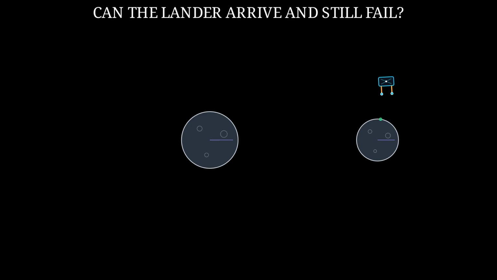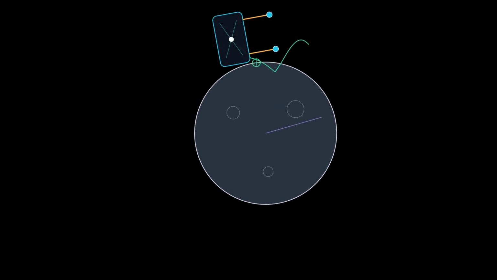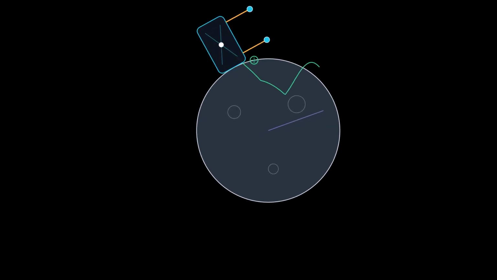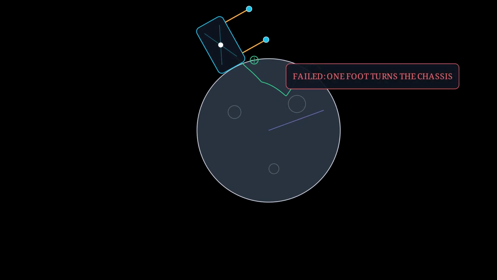A successful landing means that both feet touch, the body remains upright, and the lander stops moving relative to the surface. Our plan sends the center path to the green mark. That is not enough. The left foot arrives first, the surface pushes on that off-center point, and the push turns the chassis. The second foot misses while the lander rolls away from the orientation it needs.